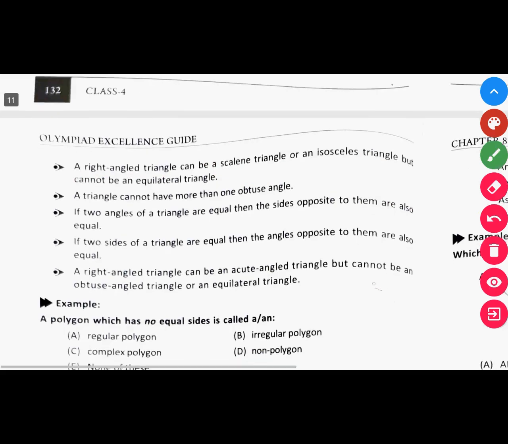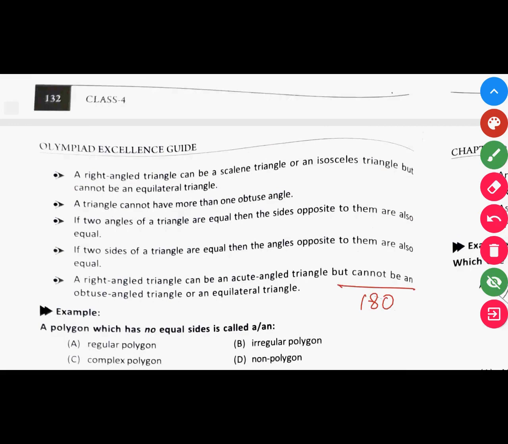So if we divide 180 degrees by 3, because a triangle has 3 angles, 3 sixes are 18 and 0 will come down, 3 zeros are 0. So in an equilateral triangle, always all the angles are 60 degrees only.